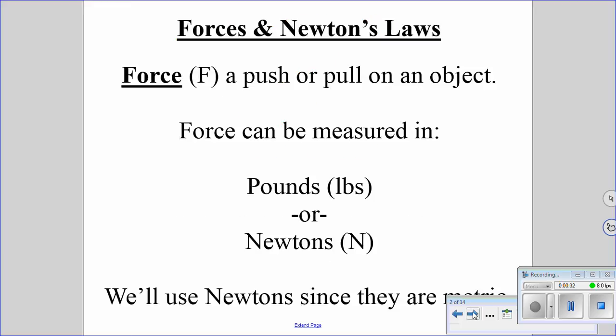All right, so here we go. Some definitions. Force. The symbol for force is a capital letter F. The definition of a force is a push or a pull on an object. A push or a pull on an object.